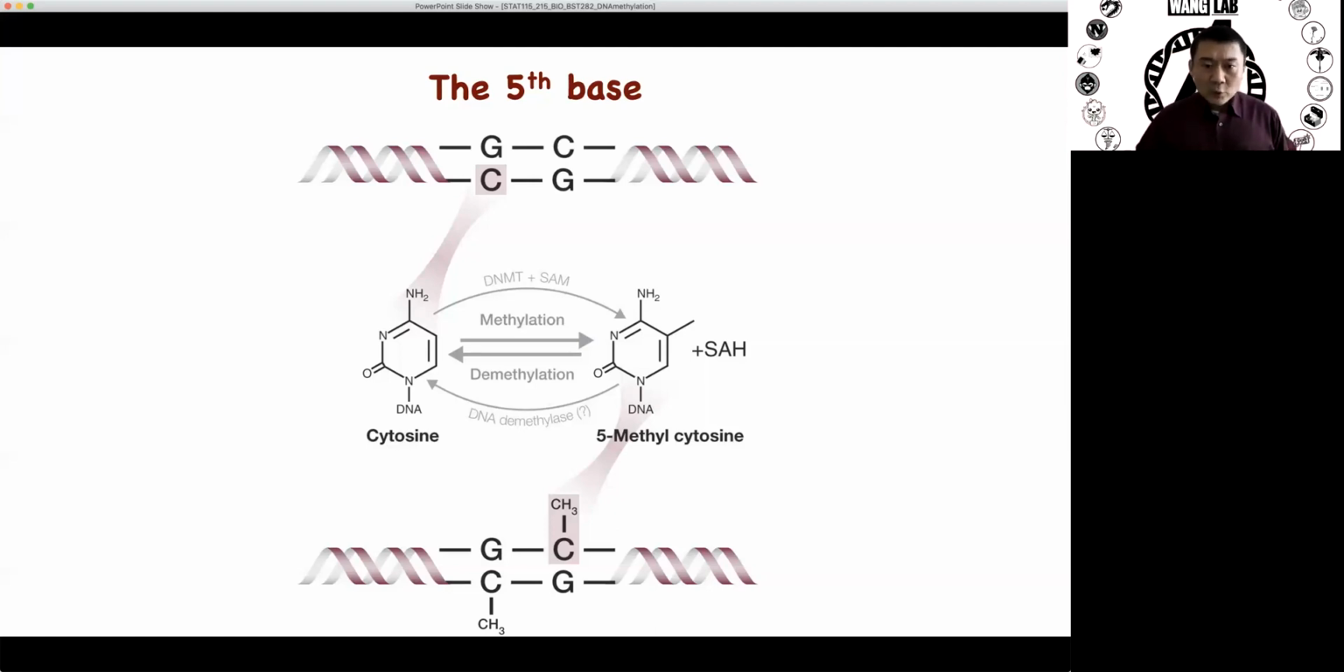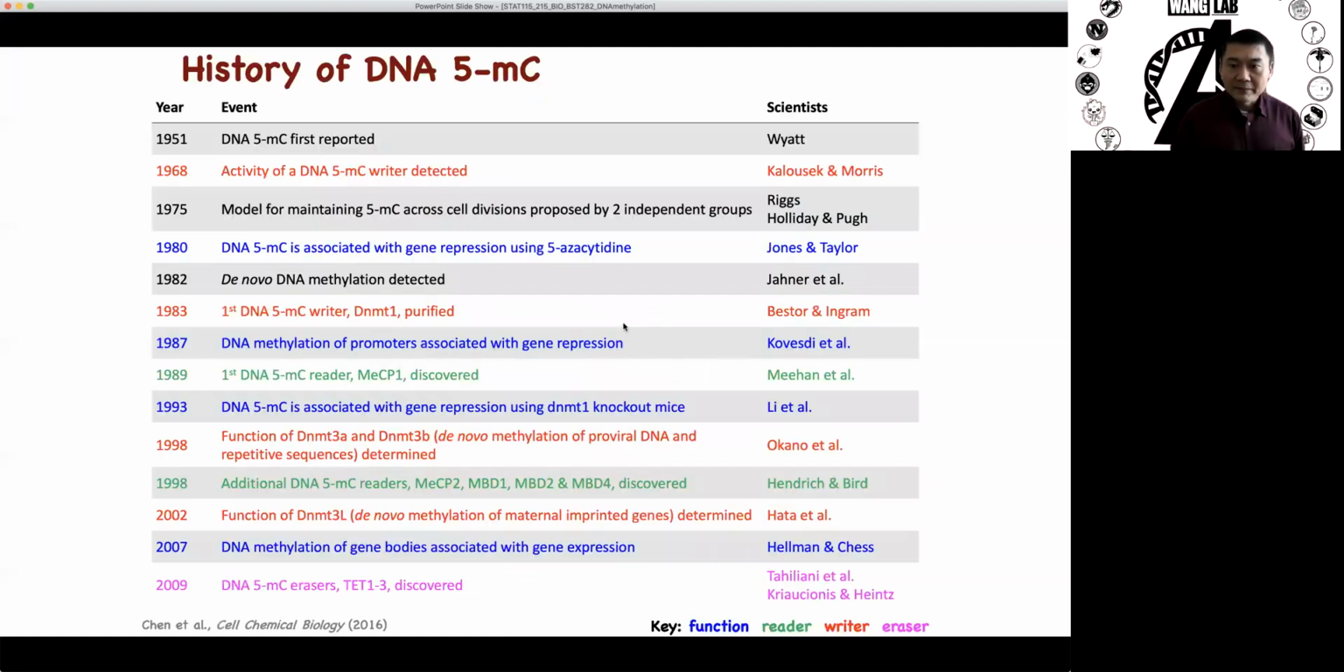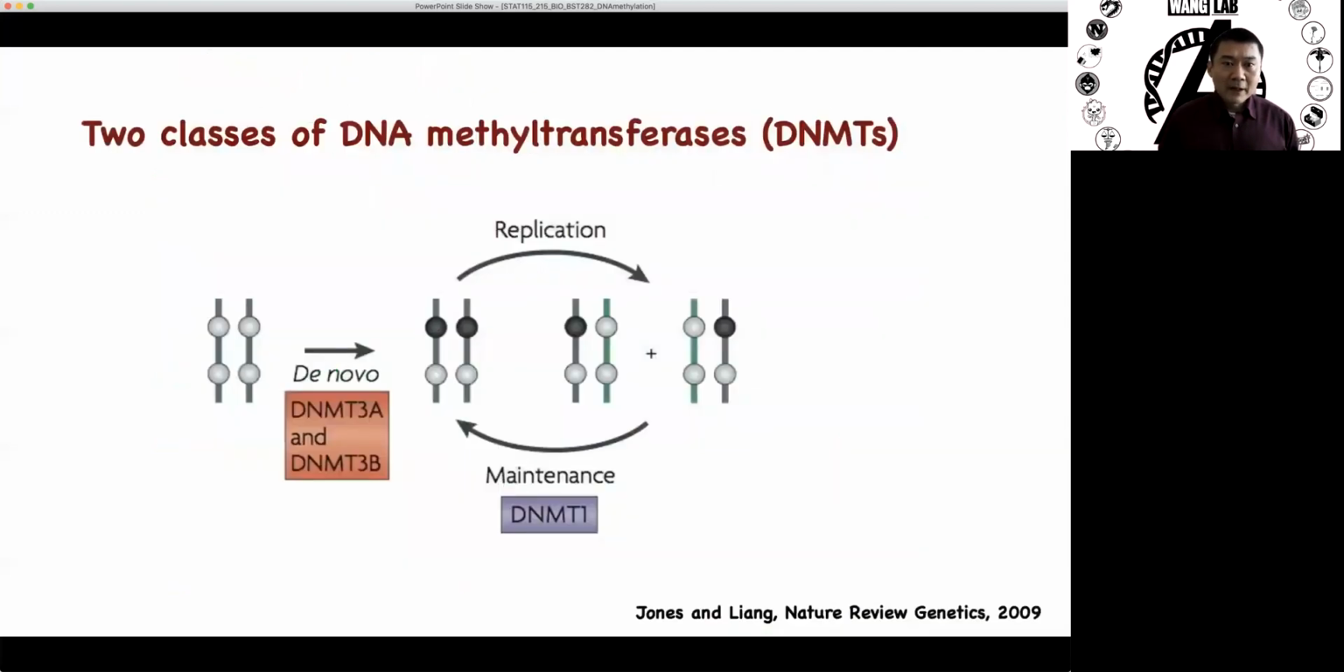Okay, so we know a lot about the methylation process. It is catalyzed by DNA methyltransferases, and this is a history of how people figured out DNA methylation. I'm not going to go over this, but if you're interested, there is a lot of literature to enjoy. For maintaining DNA methylation, or for putting down the methyl group, we rely on two types of DNA methyltransferases.